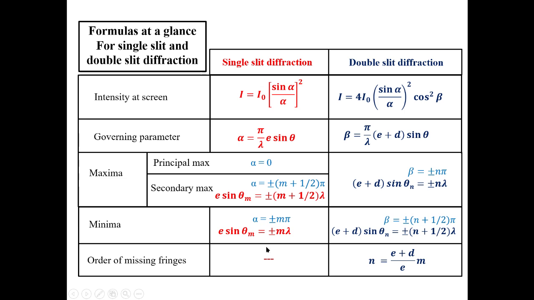The minima due to single slit is given by alpha equal to m pi, or e sin theta m equal to plus minus m lambda, and the same due to double slit diffraction is given by beta equal to plus minus (n plus half) pi, or (e plus d) sin theta n equal to plus minus (n plus half) lambda. The order of missing fringes in case of double slit diffraction is given by n equal to (e plus d) divided by e times m.